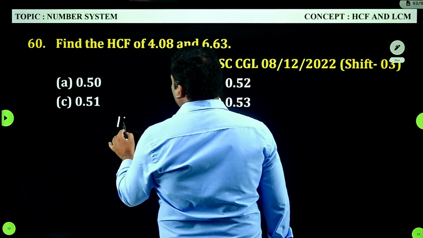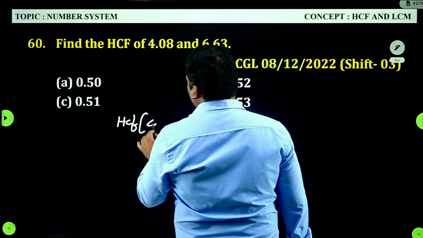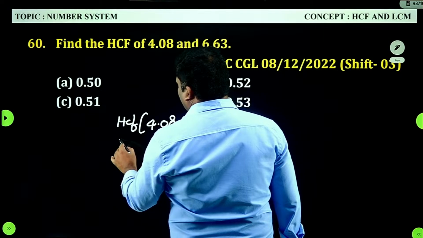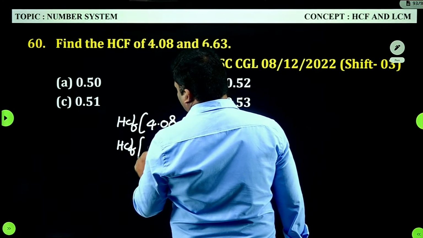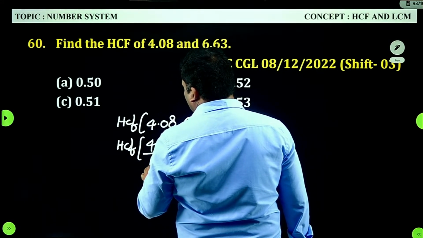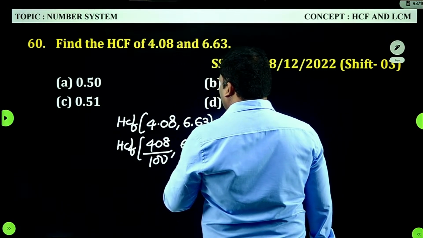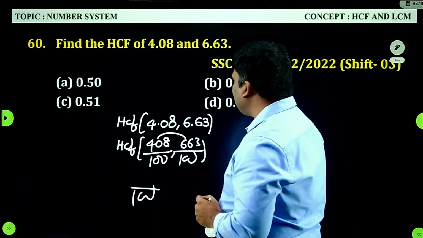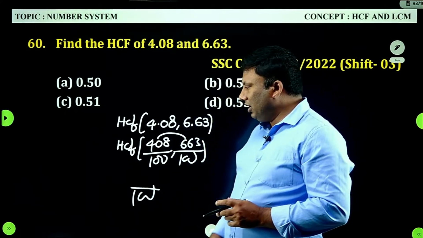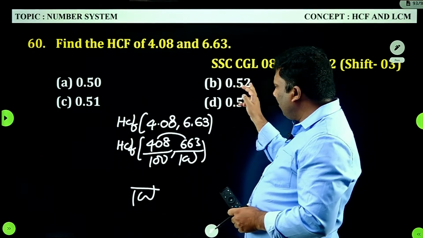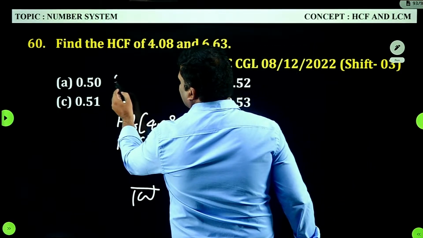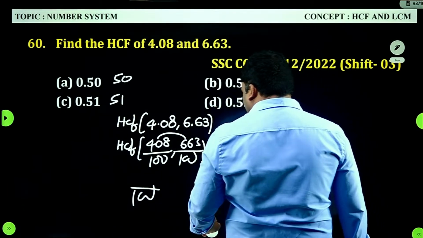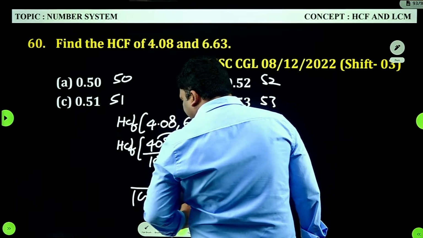Answer: HCF of 4.08, 6.63. You write it as HCF of 408 by 100, 663 by 100. Divided by 100, it will come to 408 and 663. Listen carefully, sir. The options are 51, 52, 53 with a decimal, divided by 100. Please tell me the answer, sir.